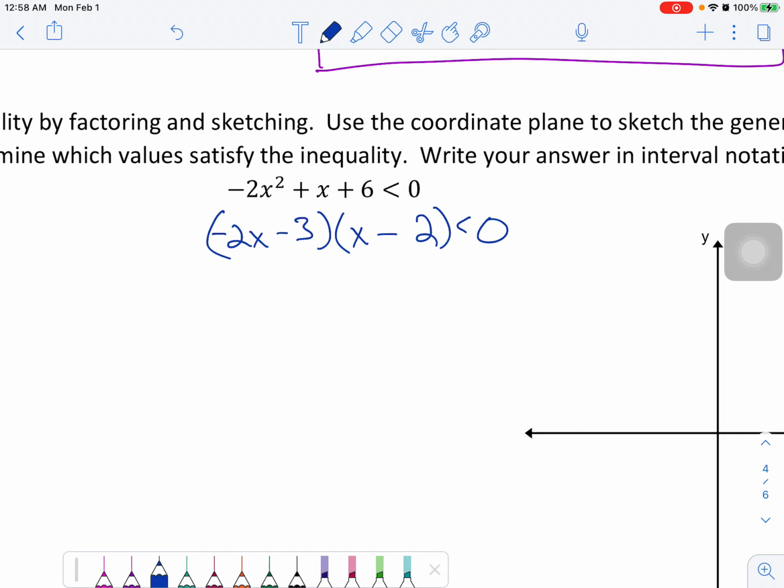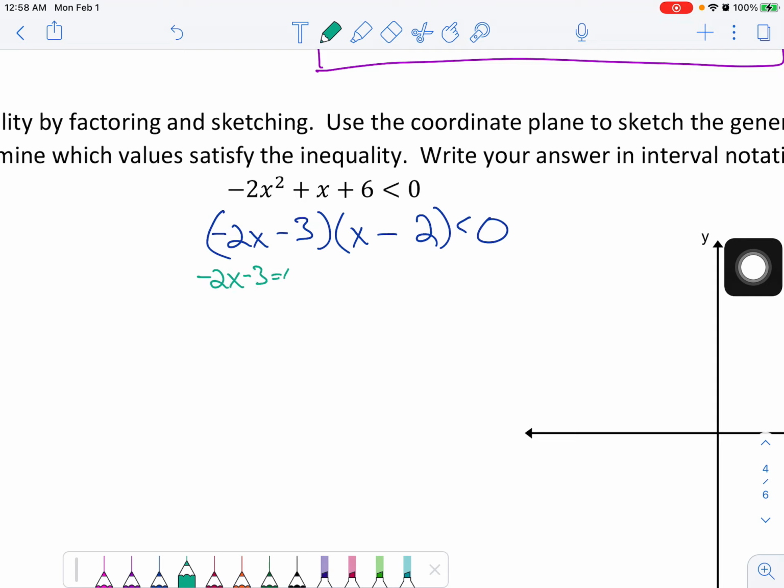Now, however you need to factor it is how you need to factor it. Again, my guess and check is faster generally than dealing with the AC method, but the AC method is absolutely something you can do if you have a preference for it. All right, so each one of these factors is going to get me an x-intercept.